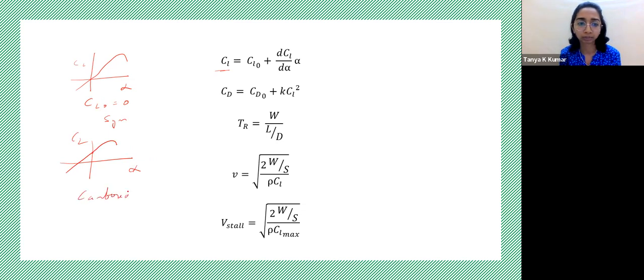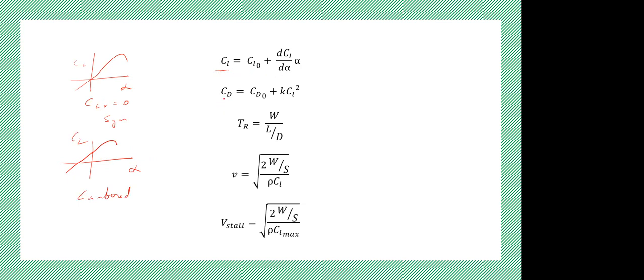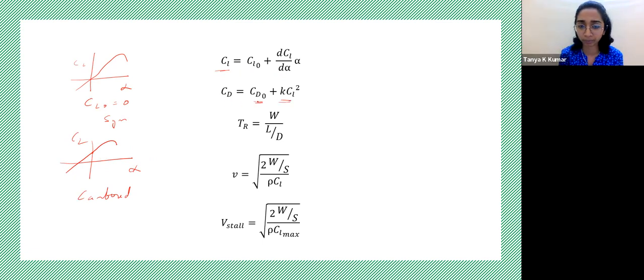Okay. So this is the equation for the coefficient of lift. This is the drag polar equation, that is the coefficient of drag. This is the induced drag, and this is the parasitic drag. Then we have the thrust equation, and this is for the steady cruise. Somebody asked in the forum, how is this thrust equal to this equation? So let's try deriving it.